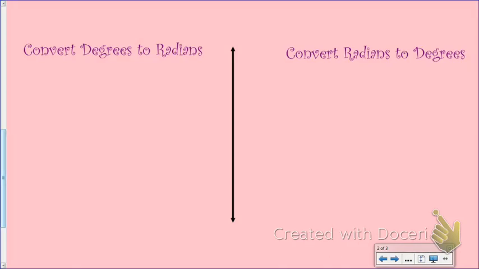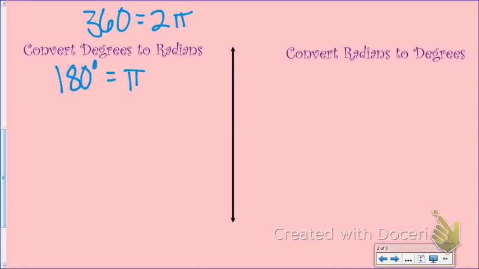So in order to convert from degrees to radians, let's see what we know for sure. We already know that 360 degrees is the same thing as 2 pi. That's what we just did at the very beginning. So if 360 degrees is equal to 2 pi, then we know that 180 degrees is equal to just pi. So in order to convert degrees to radians, what we need to know is what 1 degree is equal to in radians. If I know 180 degrees is equal to pi, and I want to get 1 degree by itself, I'm going to divide both sides by 180 degrees.